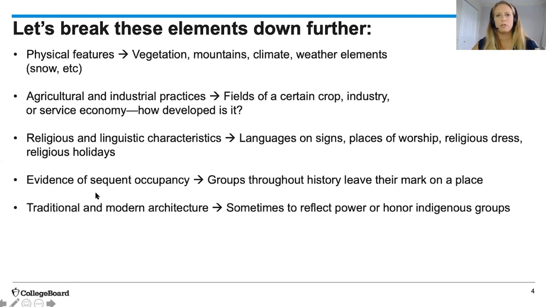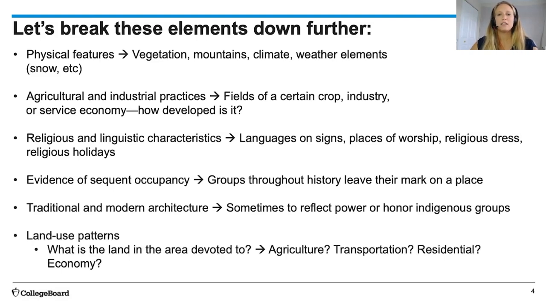Architecture is a pretty important one that frequently comes up because architecture tells us a lot of things. There's traditional and modern architecture, but a lot of different types of architecture can tell you a lot about where you are in the world, can also link you to religion or a certain government, can even display power, right?